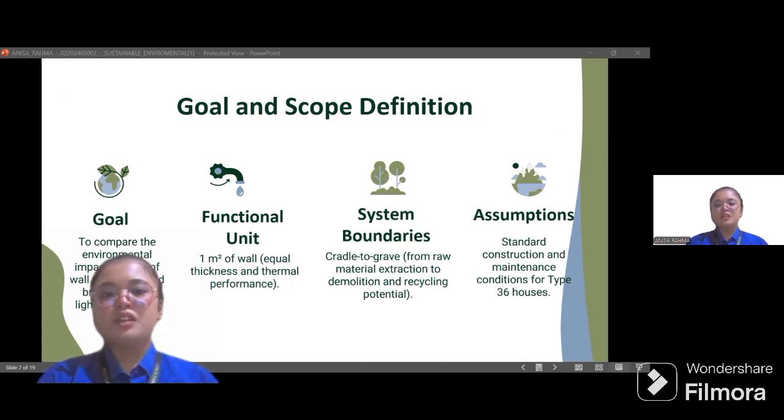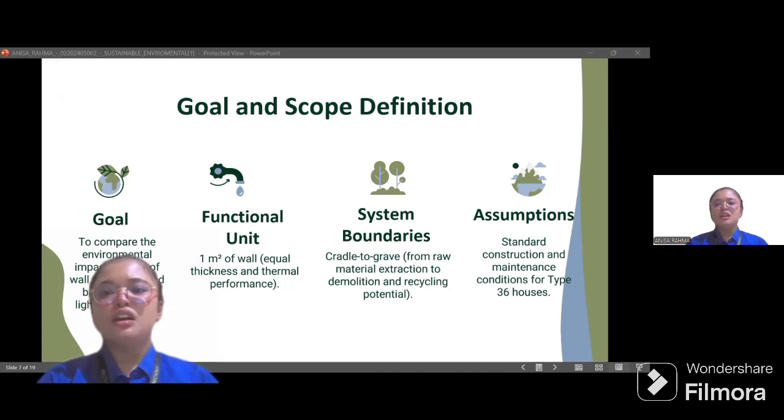Some boundaries. For this analysis, we use cradle to grave system boundaries, which encompass the entire life cycle of the material being analyzed. The term cradle to grave refers to an approach that includes all stages from raw material extraction, or cradle, meaning the natural resource used to produce material, to the end of the life cycle, which is demolition and potential recycling or scrap.